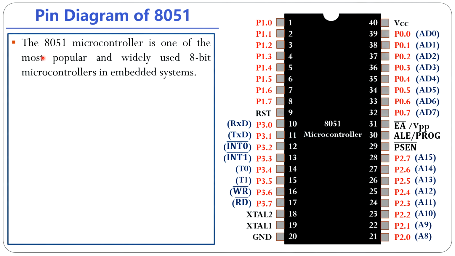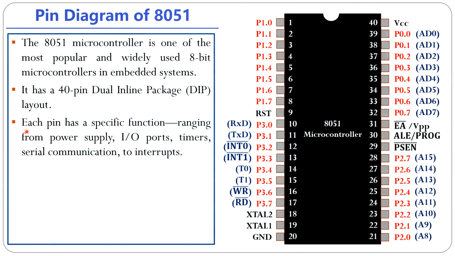Here the 8051 microcontroller is one of the most popular and widely used 8-bit microcontrollers in embedded systems. And it has a 40 pin dual inline package. On both sides of the IC, the pins are available. So that's why it is called a dual inline package. And each pin of this IC has a specific function.